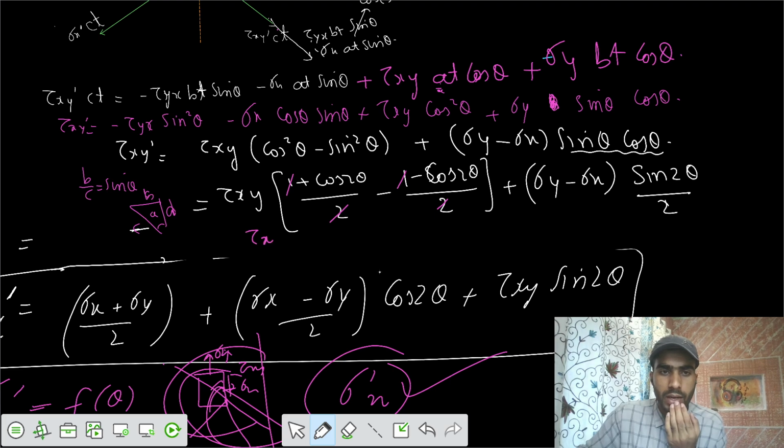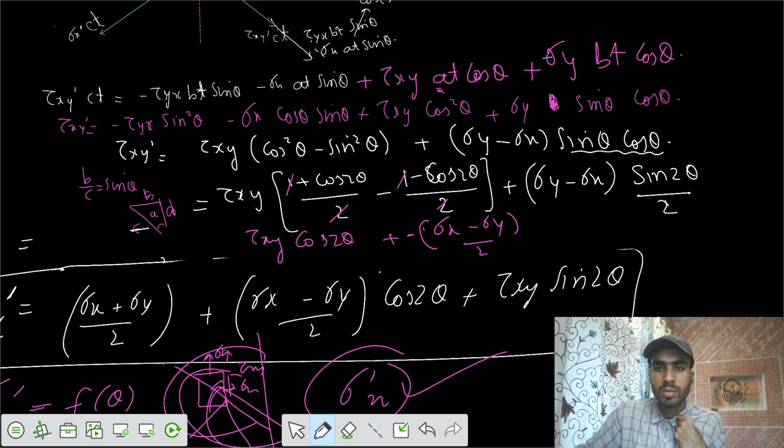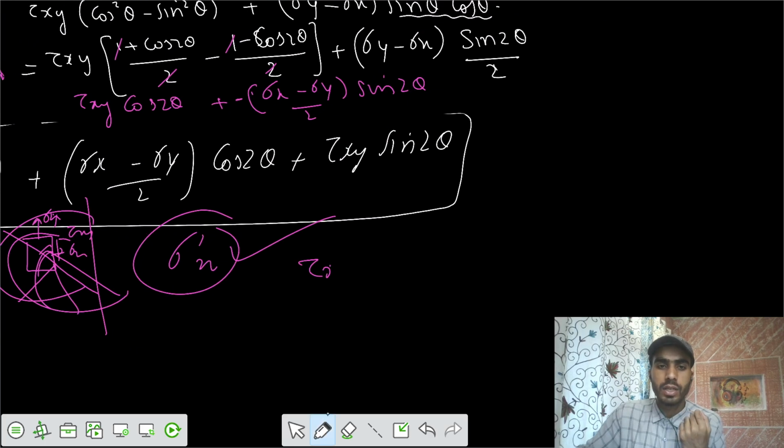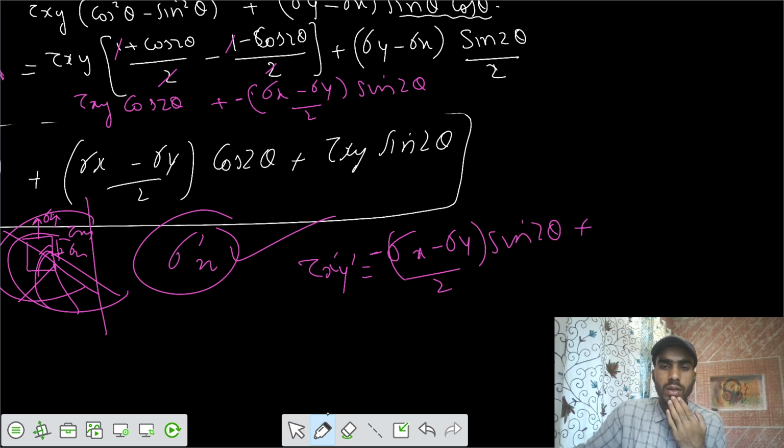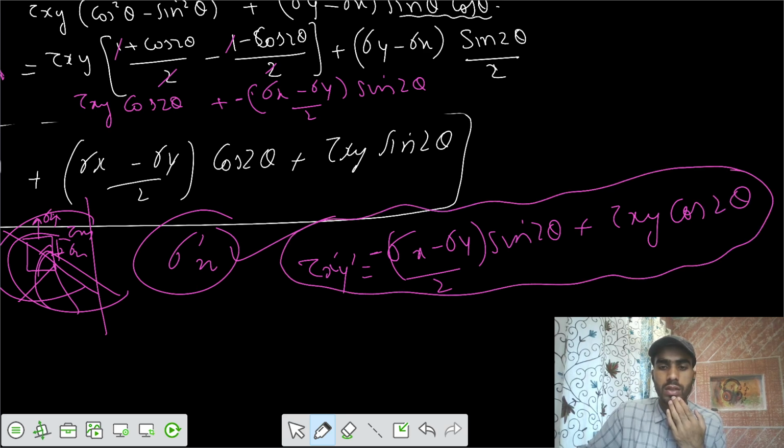So I would say tau xy cos 2 theta, 2 times divided by 2, that means you're left with cos 2 theta. Tau xy cos 2 theta plus, in terms of this one, sigma x minus sigma y by 2 sine 2 theta. So I got the result that tau xy dash equals minus sigma x minus sigma y by 2 sine 2 theta plus tau xy cos 2 theta. So these are the two results that we got.